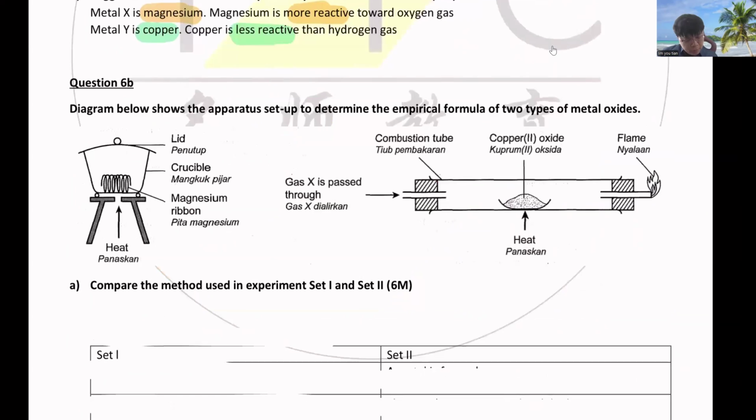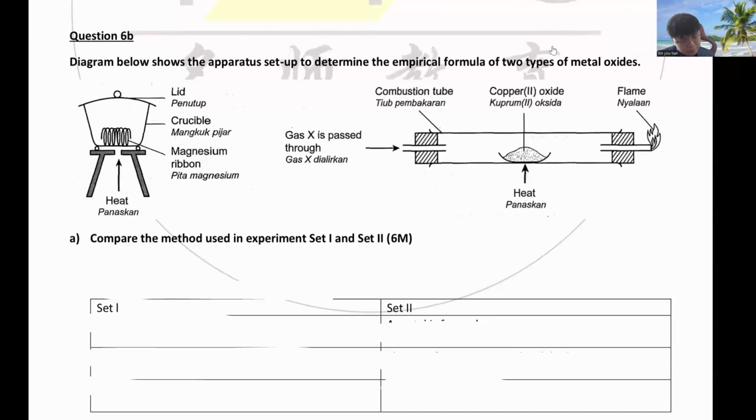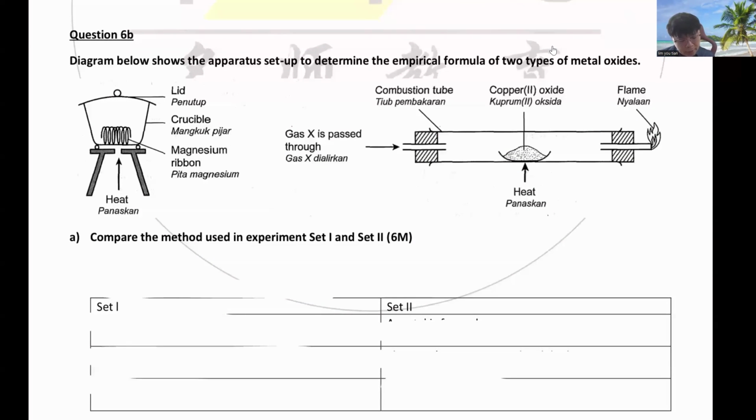So we move on to this one. This one is also the same thing. They want you to compare these two methods. So I can write down for you. This is Mg plus O2 becomes MgO, and balance the equation. Then this is CuO plus H2, it becomes Cu plus H2O.